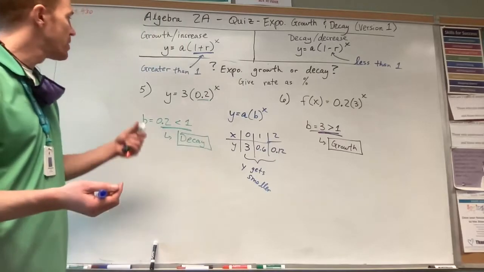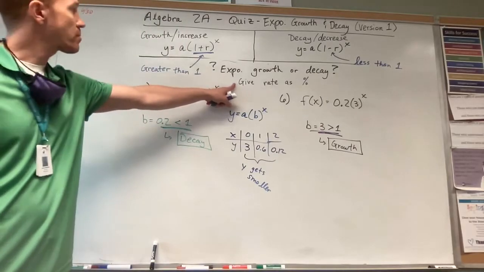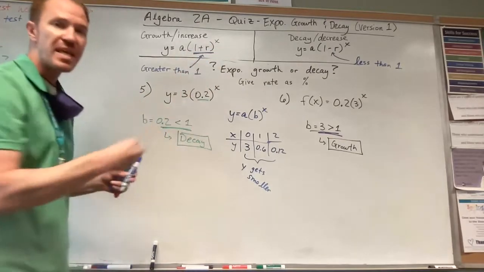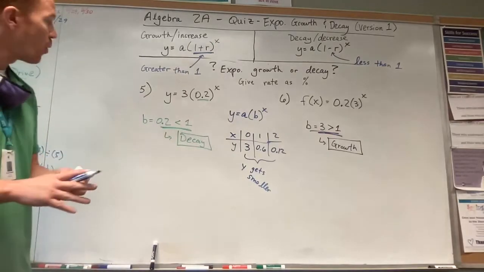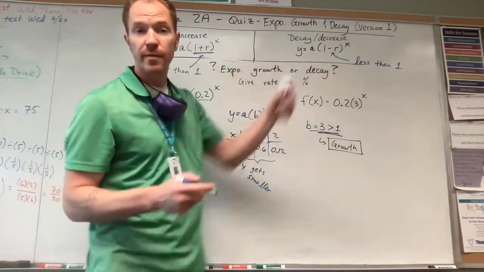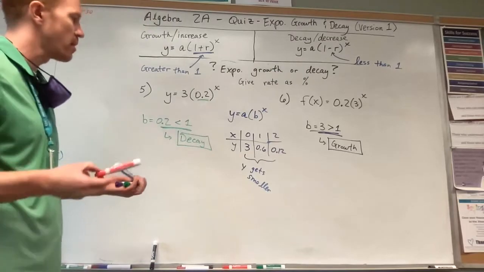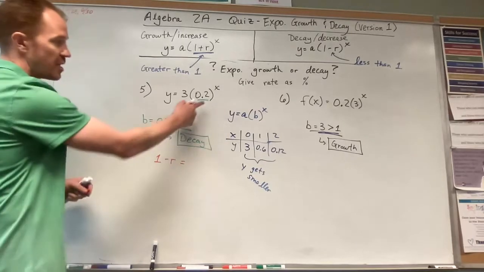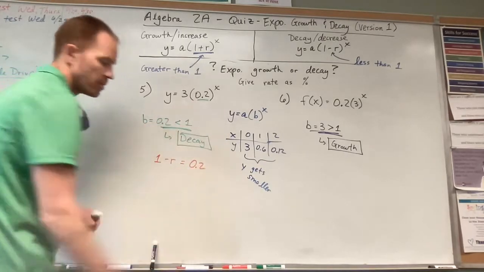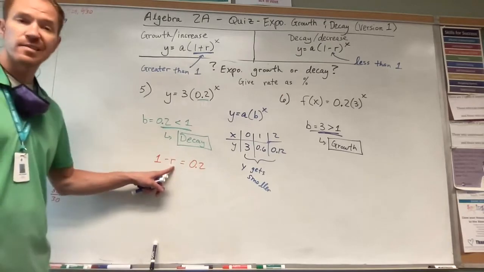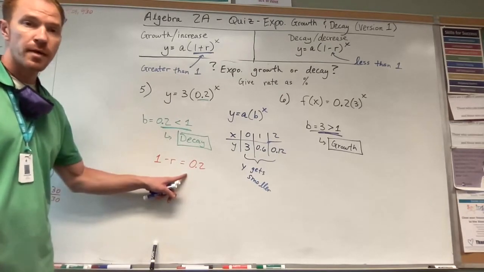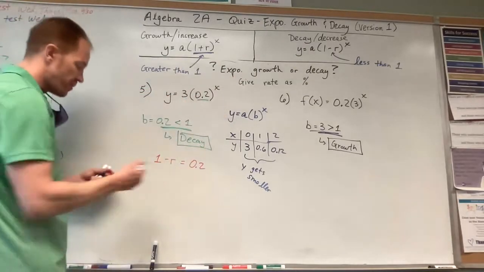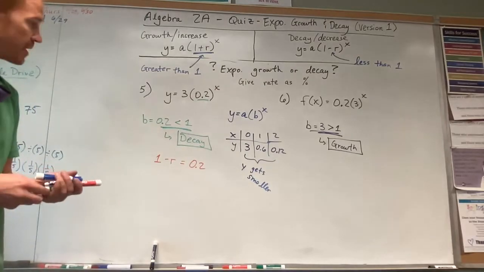All right, so the rate then. Well, that's all I need is this part for the rate. Again, all I need to look at is B. For decay, I just need to look at 1 minus R. So if we do 1 minus R, that is going to be that 0.2. And basically, I just need to solve this equation for R, and I'll have the rate. It'll be in decimal form. We'll get it as a percent overall. But if I solve this for R, then I'll have my rate in decimal form.